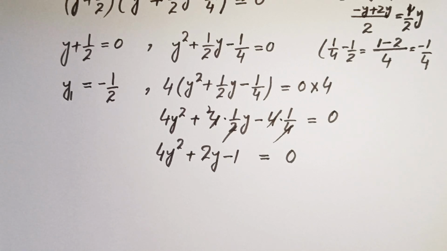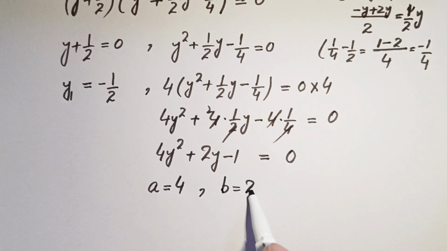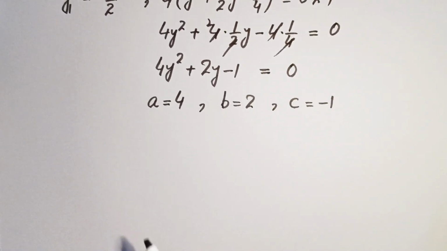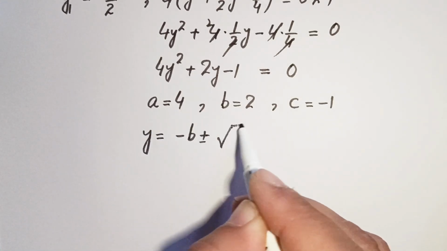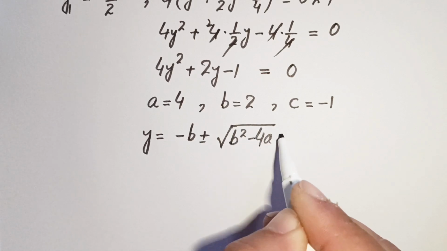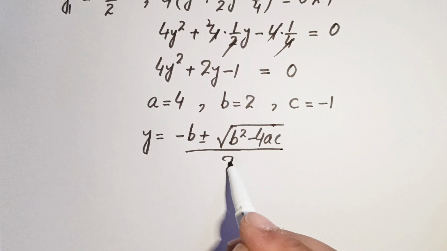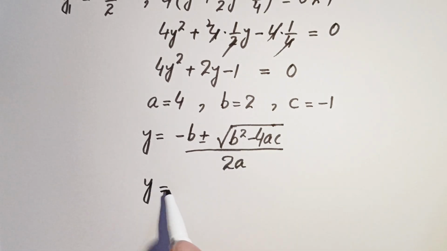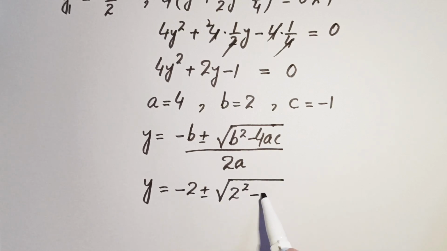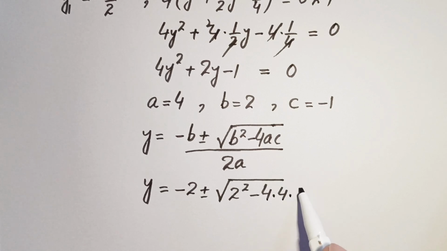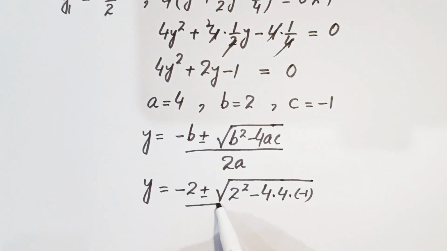So now it is a nice quadratic equation. Here we have the value of a is 4, b is 2, and the value of c is minus 1. So now using the quadratic formula, we have y is equal to minus b plus minus square root of b squared minus 4 times a times c, all over 2 times a. So y is equal to minus 2 plus minus square root of 2 squared minus 4 times a, which is 4, and c is minus 1, all over 2 times a, so a is 4.